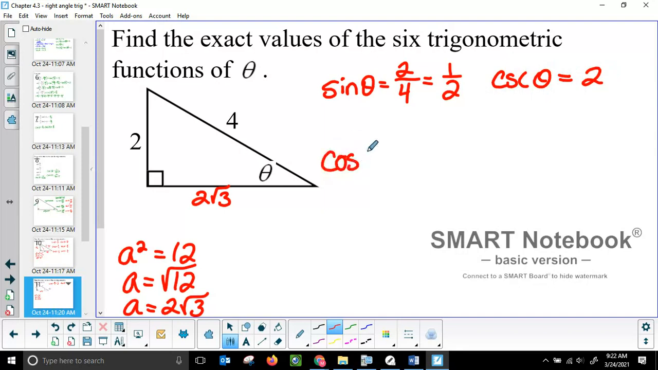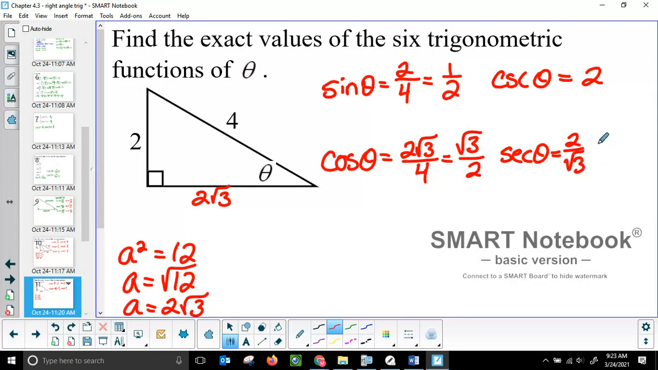Cosine of theta is equal to adjacent over hypotenuse. So, of course, the 2 over 4 simplifies again. So this is the square root of 3 over 2, which means secant is going to be what? Yeah, it starts as 2 over the square root of 3. We will have to rationalize this. So multiply top and bottom by the square root on the bottom, and you get 2 square roots of 3 over 3.